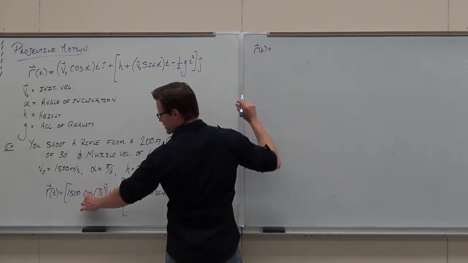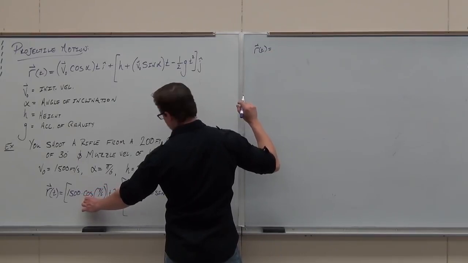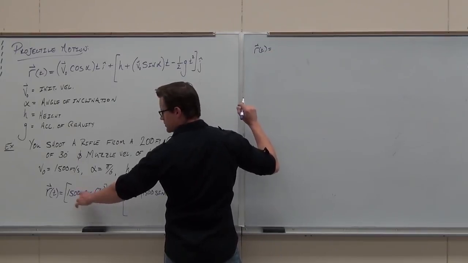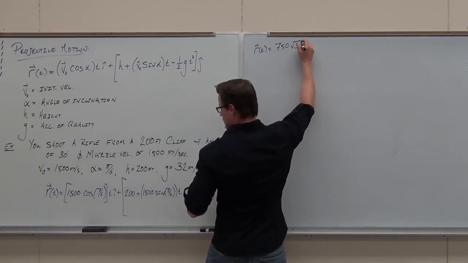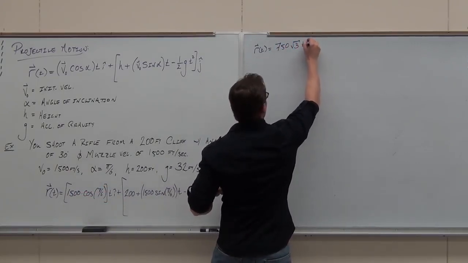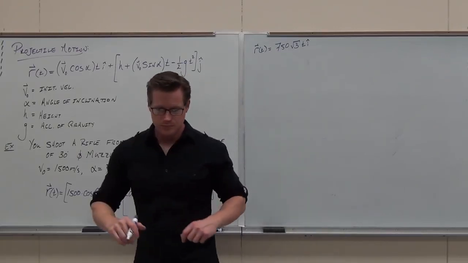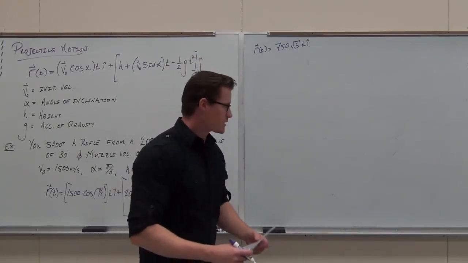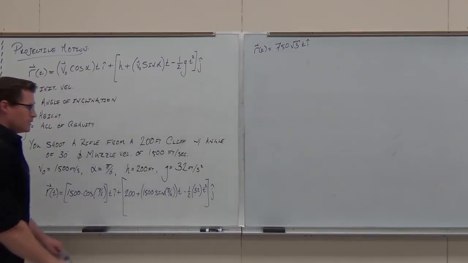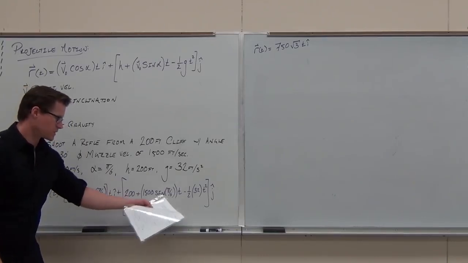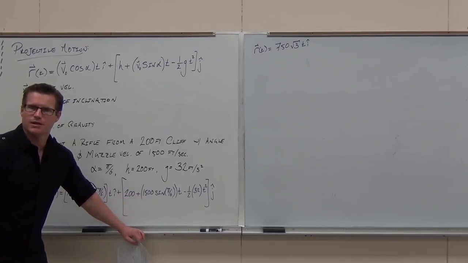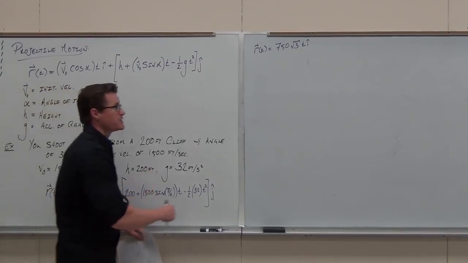Do you guys know cosine of pi over 6? How much is that? Root 3 over 2, times that is 750 root 3. Okay, how much is sine of pi over 6? What did you get there? Sine of pi over 6, what is that? 1/2. Okay, so 1500 times 1/2 is 750, so 200 plus 750t.